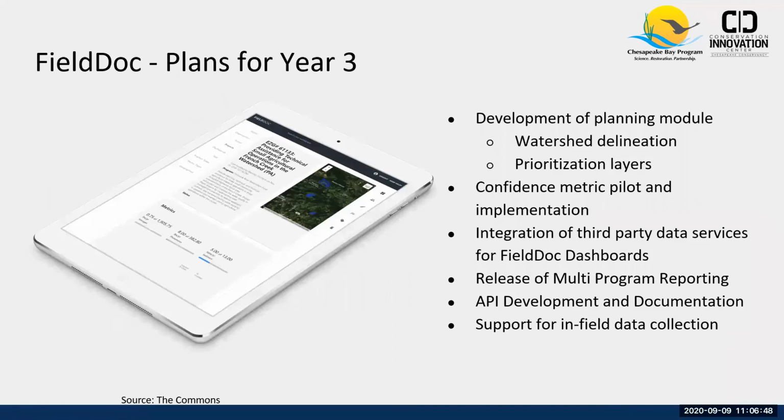For year 3, we're again going to continuously be getting feedback and suggesting next steps for FieldDoc. What we've received feedback on and is currently on the docket is to look at the development of a planning module. A lot of users have been interested in those planning targets, and so looking at the watershed delineation, going to a particular practice location, as well as some of the prioritization and opportunity layers that we at the Conservancy and some of the other state partners have created. We're looking to implement some of those.